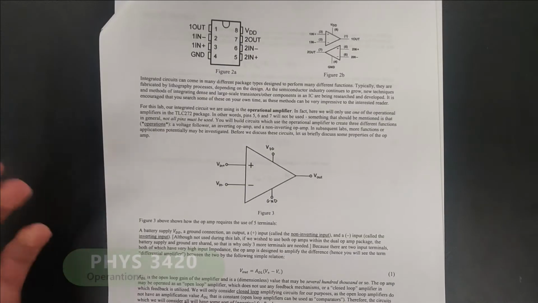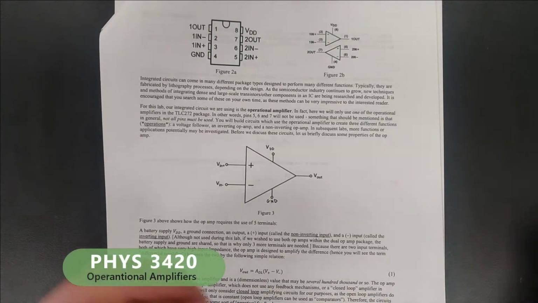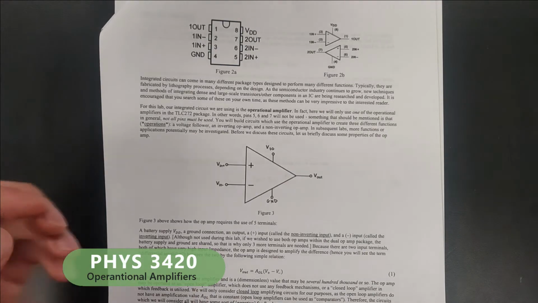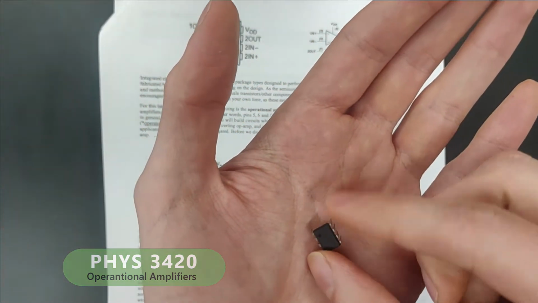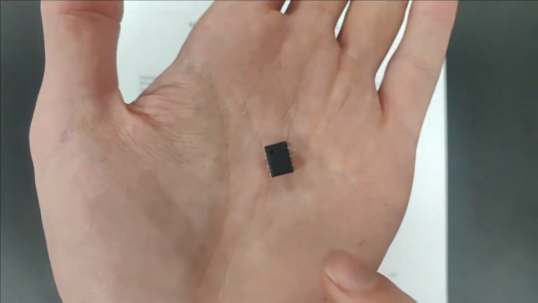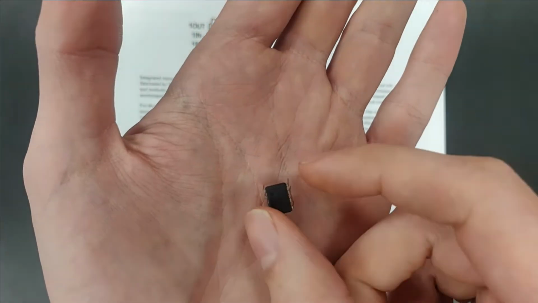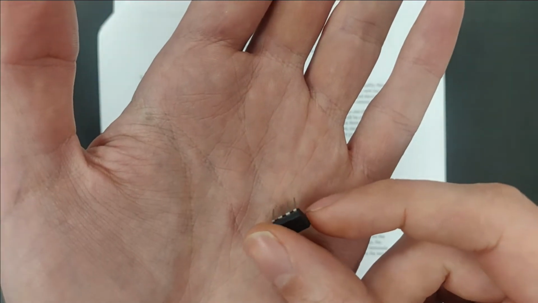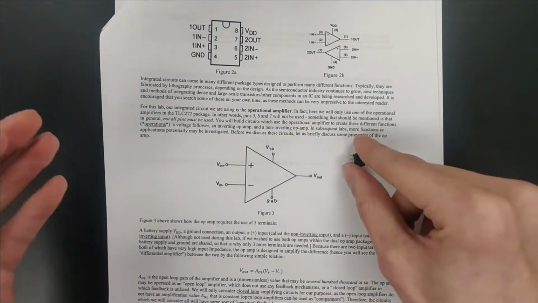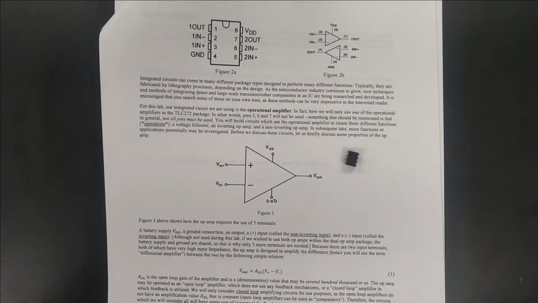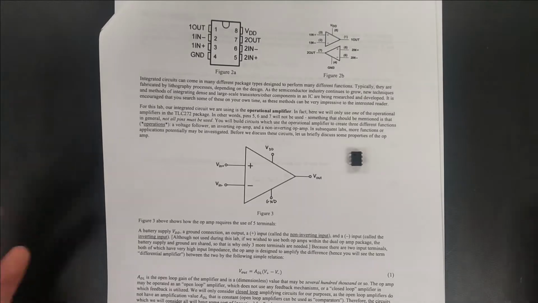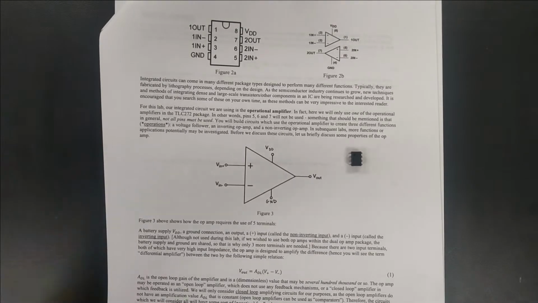Hello everyone, welcome to the 7th lab of the semester where we will be building circuits using operational amplifiers, which is this little guy right here. Op amps, as they're normally called, are the first integrated circuits that we are going to be using this semester. What they do is they take some input signal and they amplify it.